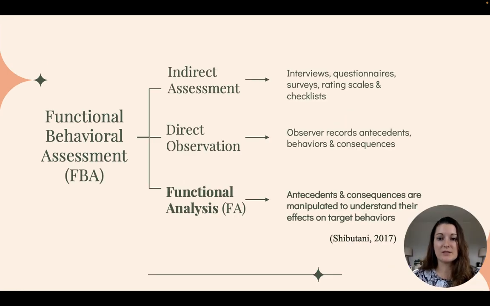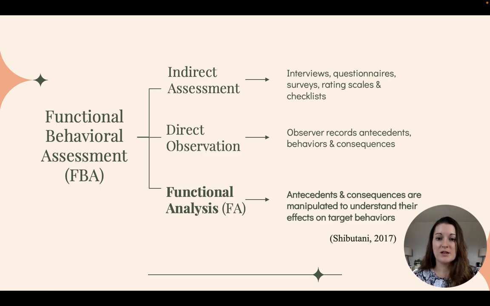Functional behavioral assessments are conducted to study behaviors, and they're used to analyze how desired behaviors can be increased and undesired behaviors can be decreased. Functional behavioral assessments consist of three methods: indirect assessments, direct observation, and functional analysis.